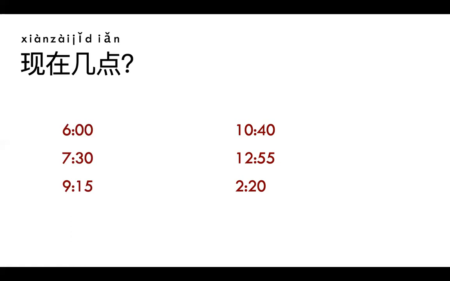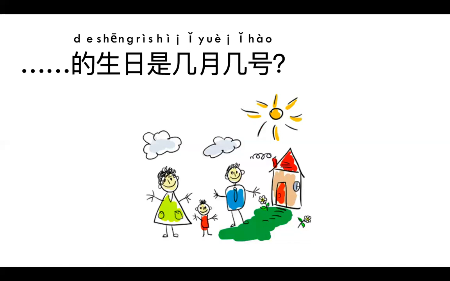Okay, and now again, let's come back to your family. Well, think about the birthdays of your family members. Do you know when their birthdays are? Okay, for example, 你的生日是几月几号? 你妈妈的生日是几月几号? 你爸爸的生日是几月几号? And if you have brothers and sisters, what about their birthdays, right?